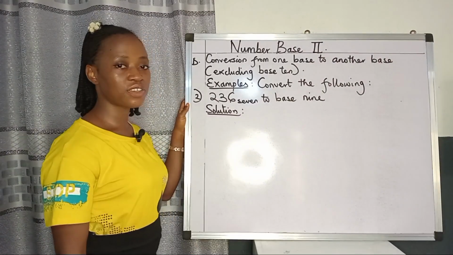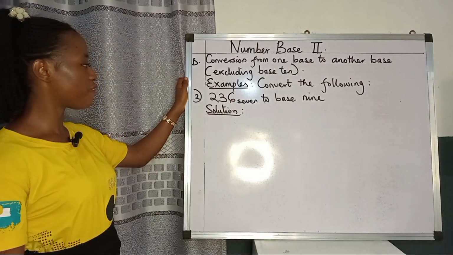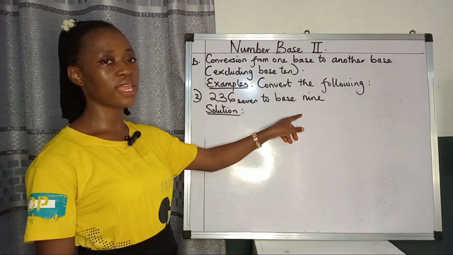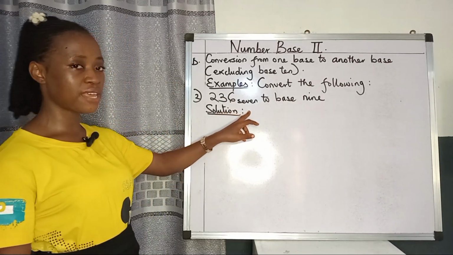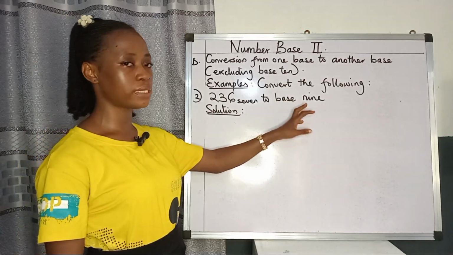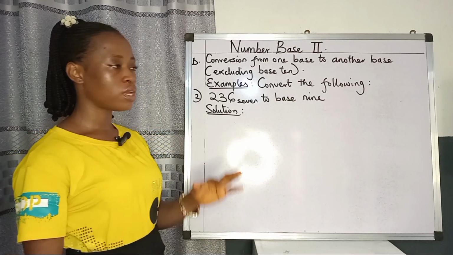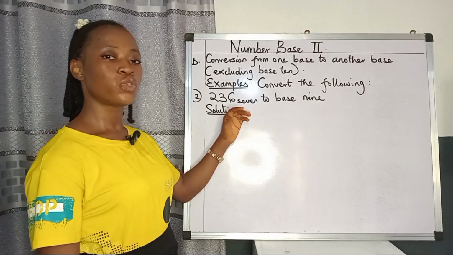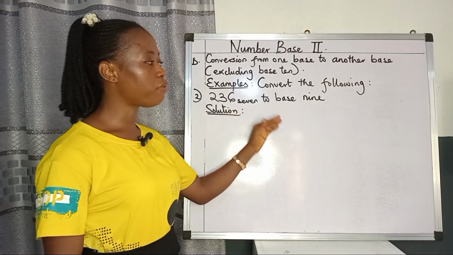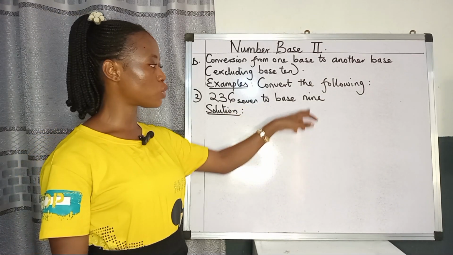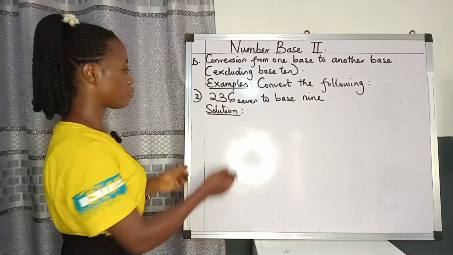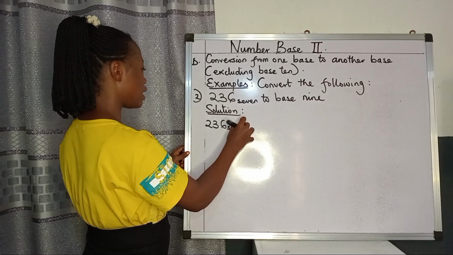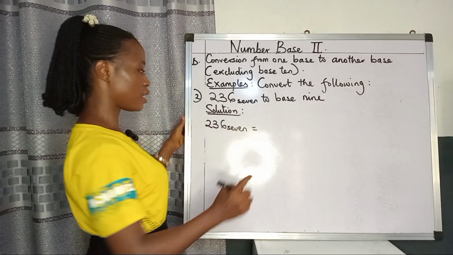Okay, class, this is another question here. It says convert 236 base 7 to base 9. Now, this number is in base 7, and we are trying to convert it to base 9. Remember the procedure. The first thing to do is we change this base 7 number to a number in base 10, and from base 10, we can convert to base 9. So, we have 236 base 7. Now let's convert first of all to base 10.